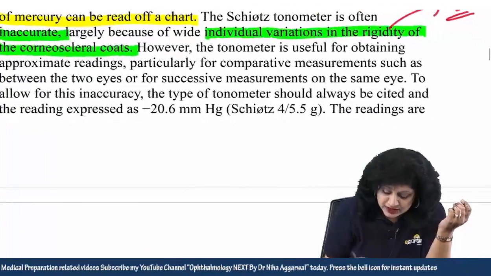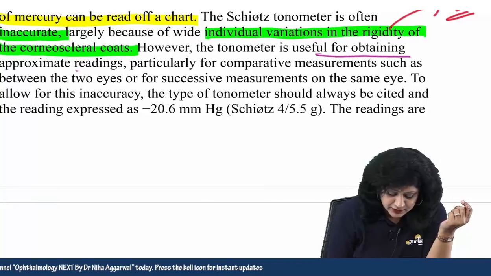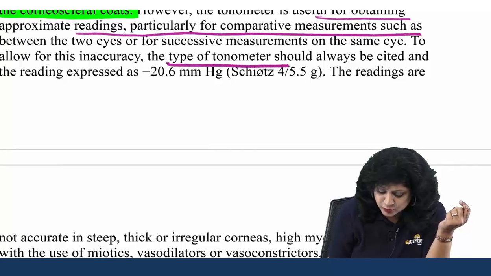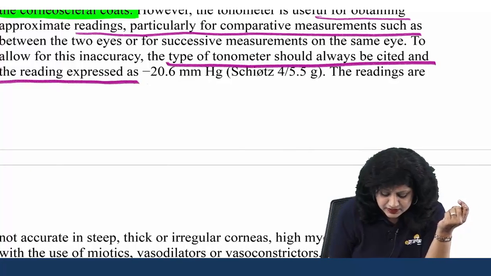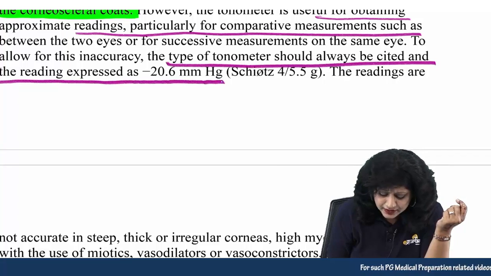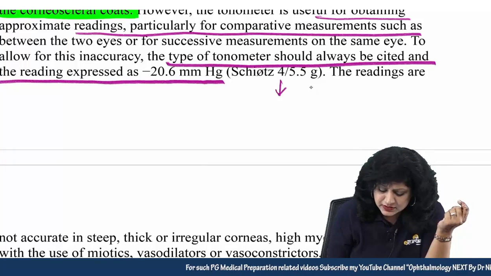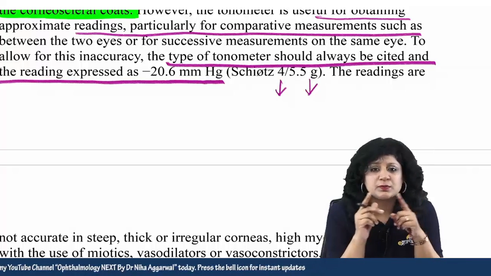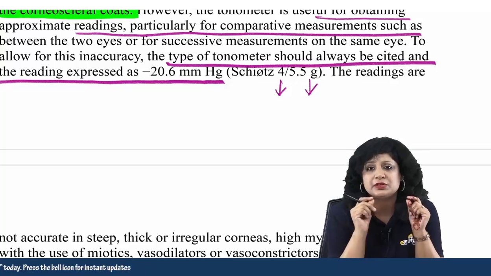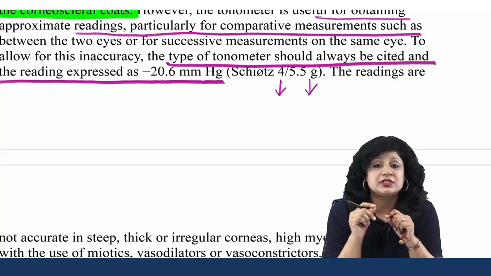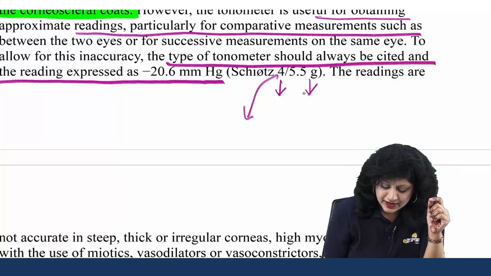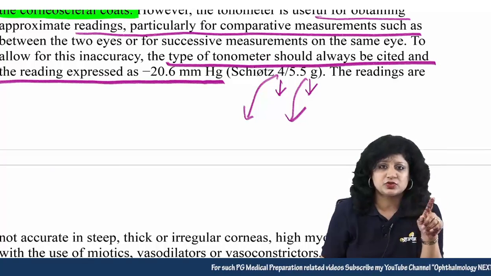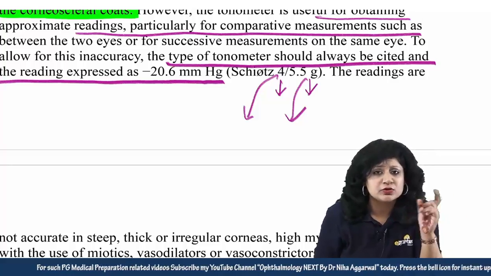Alright, however, the tonometer is useful for obtaining an approximate reading, particularly for comparative measurements. To allow for this inaccuracy, the type of tonometer should always be cited, and the reading expressed, for example, as 20 over 6 mm. Okay, that is Schwartz tonometer and this grams. Because the amount of fluctuation could be there, it is very important that whenever you are quoting the intraocular pressure, you tell what reading you got and what weight you are using, so that the other party also comes to know that some degree of variation could be there, and he or she can also doubly check it.